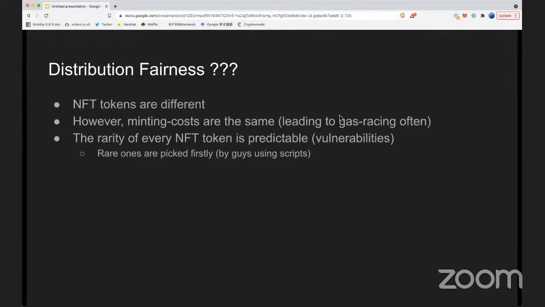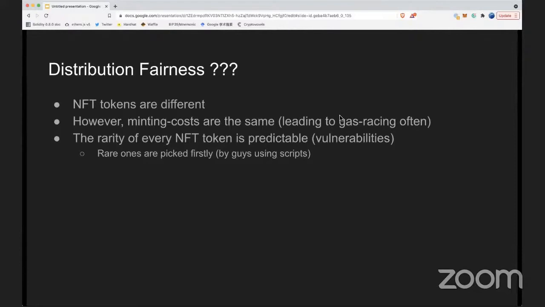We all know that if someone wants to get a Loot, either you can buy a token from OpenSea, or you can manually call the mint function directly through the smart contract. You don't have to pay any extra fee, you just pay the gas fee, so it's okay. NFT tokens are ERC-721 tokens, so every token is unique, right? However, the minting cost is actually the same.